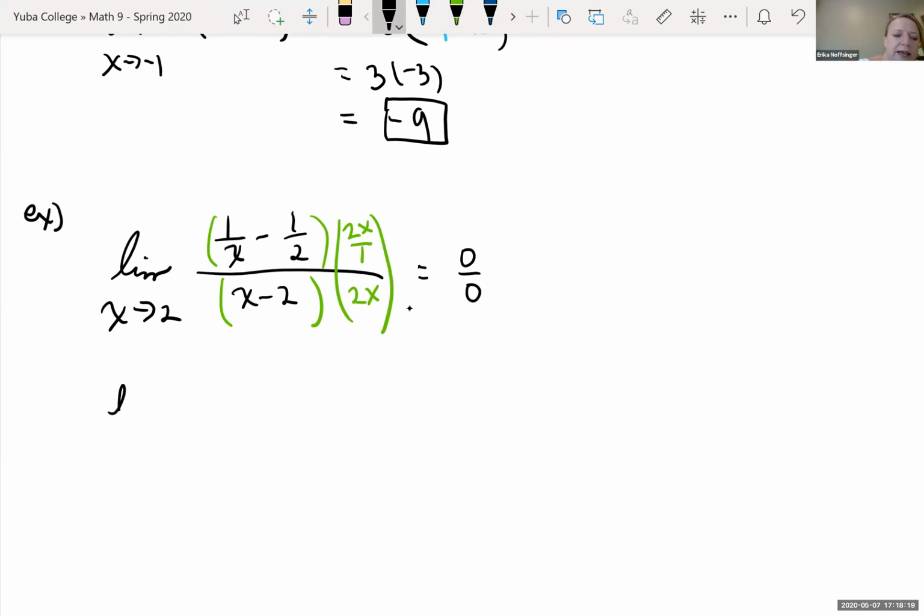So doing that, and the whole point of that was so that the fractions would cancel. I chose something that the denominator divided evenly into. So when I distribute this 2x to the 1 over x, x goes into 2x and leaves me with a 2. Minus, when I distribute the 2x to the 1/2, the 2's cancel and I'm left with an x. All over x minus 2, all times 2x.